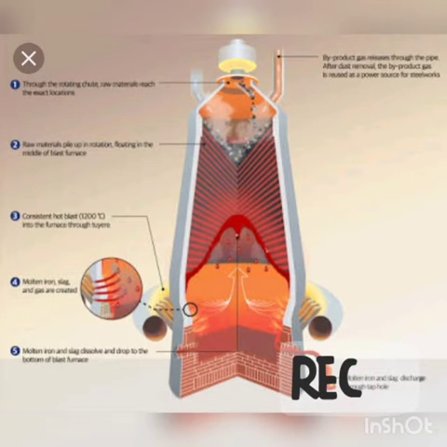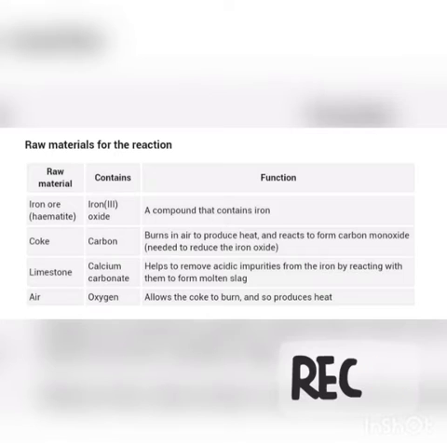Now, I'd like to tell you about the raw materials that are used in iron extraction. You can see on the screen the list of raw materials for the reaction. You can see three columns of materials. The first one is iron ore, called hematite, that contains iron oxide, and its function is that it's a compound that contains iron.